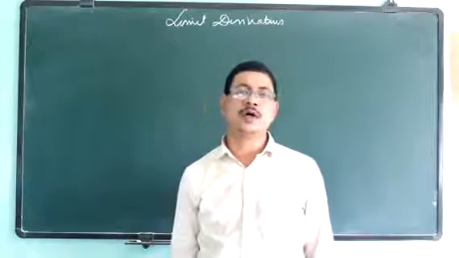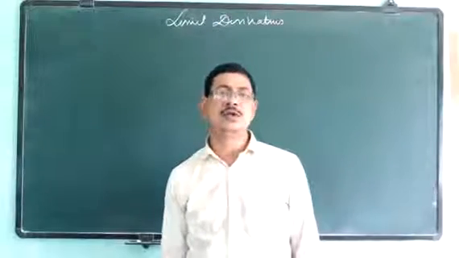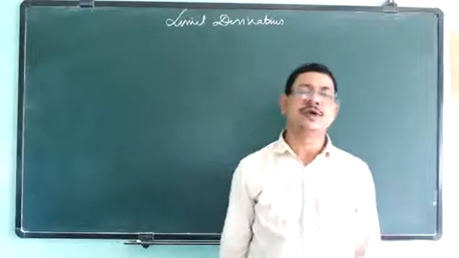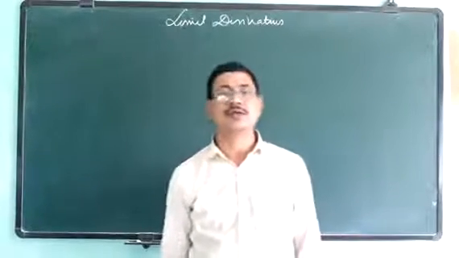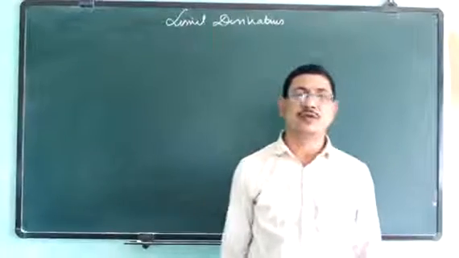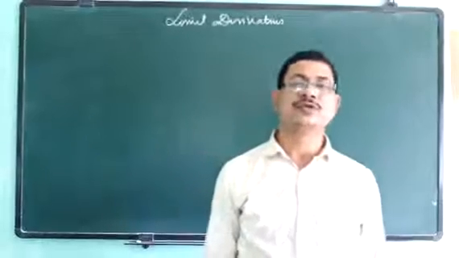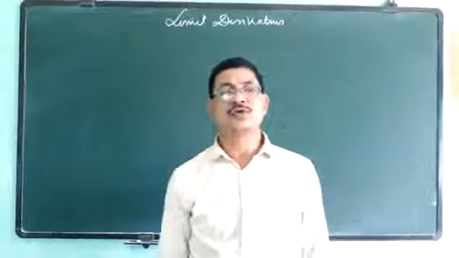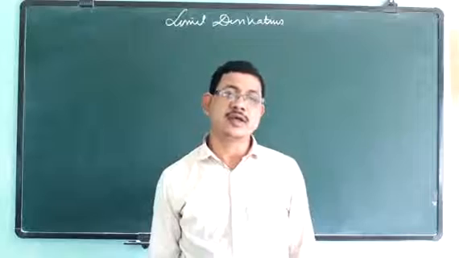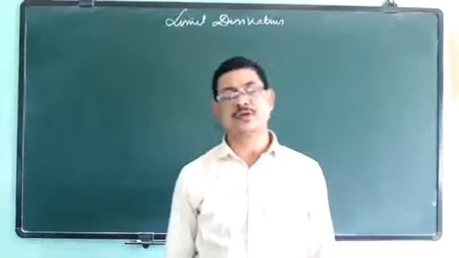Differentiation of x to the power n is n x to the power n minus 1. Then differentiation of e to the power x is e to the power x. Differentiation of log x is 1 by x. Differentiation of sin x is cos x. Cos x is minus sin x. Tan x is sec square x. Cot x is minus cosec square x. Sec x is sec x tan x. Cosec x is minus cot x cosec x.